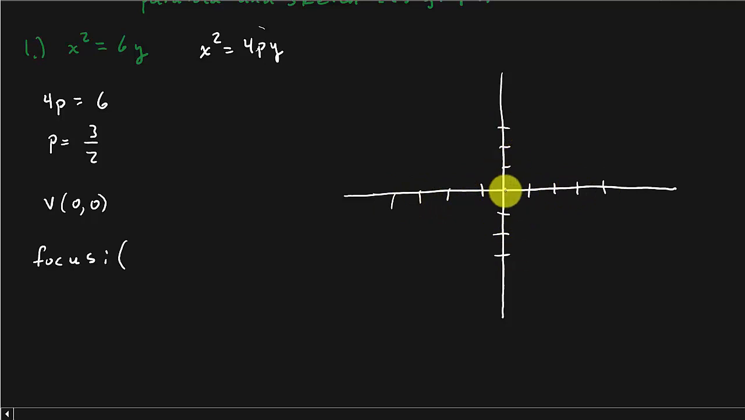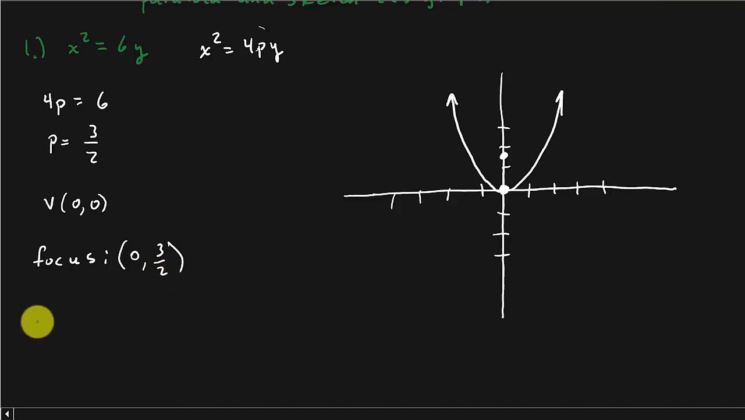All right, so if we plot the vertex, that's 0, 0, and we know it opens upward. So we know the focus is going to be up here. The directrix is going to be down here. Our focus is going to go up p units, 3/2. So it's going to go up to right here. There's your focus. What are the coordinates of that point? The coordinates of that point are 0, 3/2.